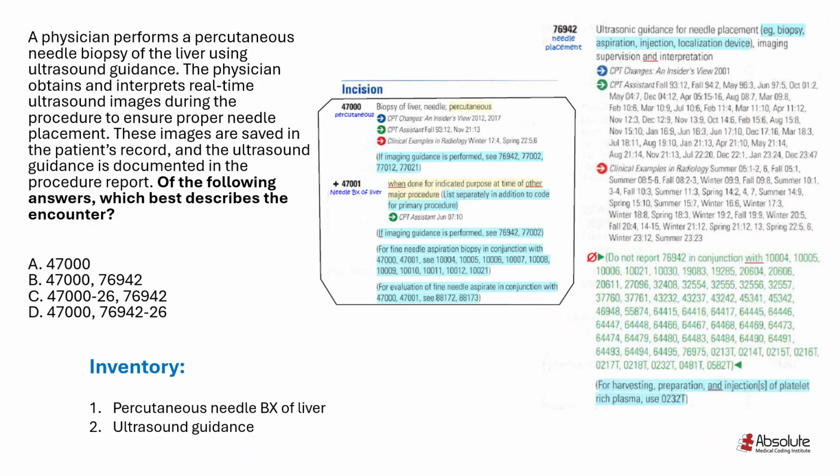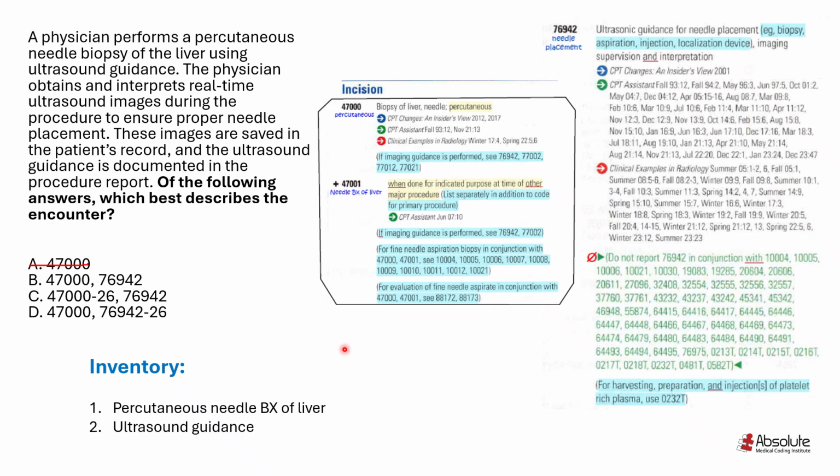And we also knocked out, I don't have any on-click, so I'm going to just write on my screen. So bear with me. So we're going to get rid of A. Gotta go. All right. Next, let's look at C because C and D are using these modifiers. And what do you do? Well, let's go ahead and read the code. This is the code for ultrasound guidance for needle placement. Example, biopsy, aspiration, injection, localization device, etc.